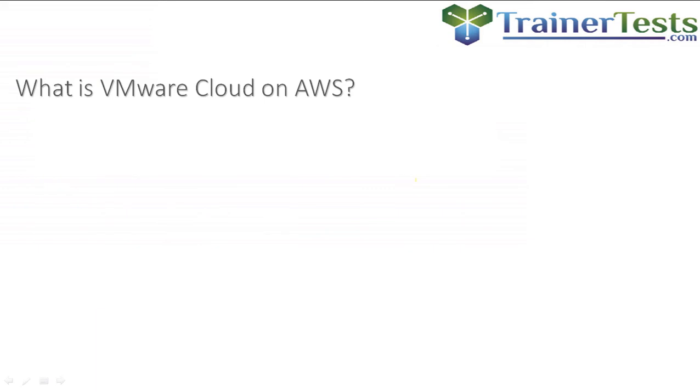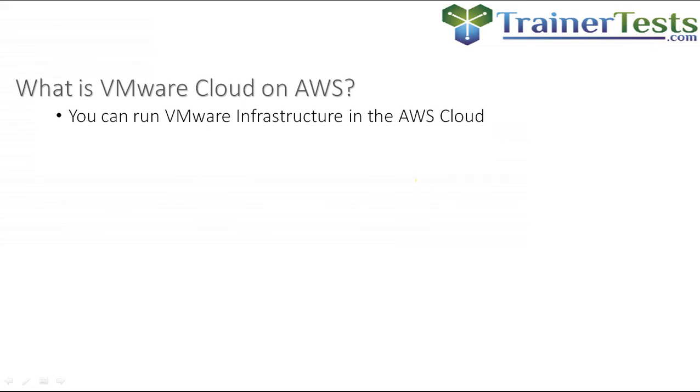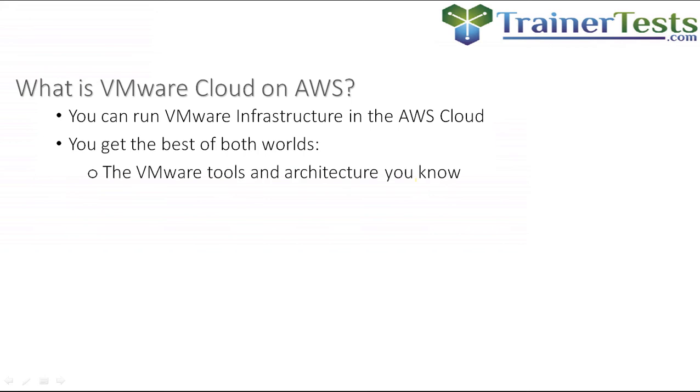Okay, so what is the VMware Cloud on AWS? Well, it's a way that you can run your familiar VMware infrastructure inside of the AWS cloud. You can use the HTML5 client to access vCenter and modify your VMware inventory the way that you're accustomed to doing. So you really get the best of both worlds.